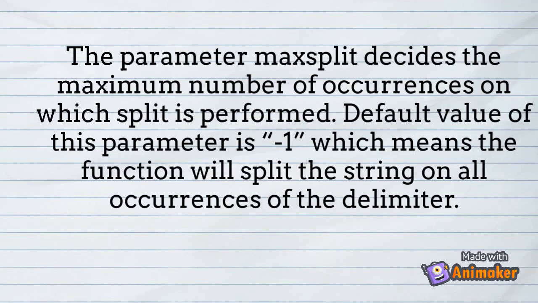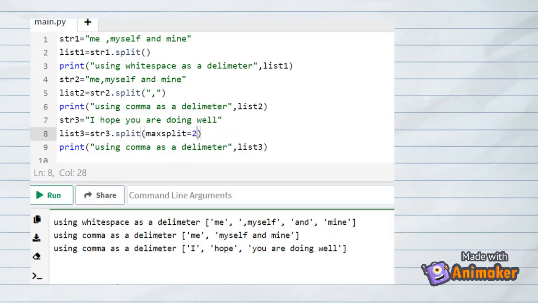The parameter maxsplit decides the maximum number of occurrences on which split is performed. The default value of this parameter is -1, which means the function will split the string on all occurrences of the delimiter. And here is the example.